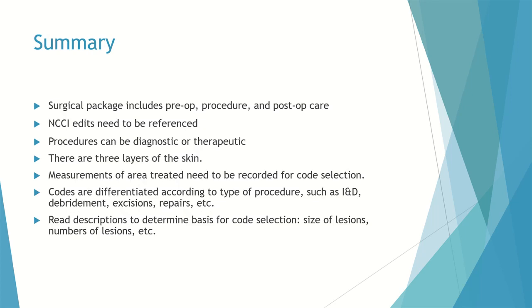So in summary, the surgical package includes pre-op, procedure, and post-op care. NCCI edits need to be referenced. Procedures can be diagnostic or therapeutic. There are 3 layers of skin. Measurements of the area treated need to be recorded for code selection. Keep in mind, it needs to be measured in centimeters. Codes are differentiated according to type of procedure, such as I&D, debridement, excision, repair, etc. And read the descriptions to determine the basis for code selection, the size of lesions, number of lesions, etc.